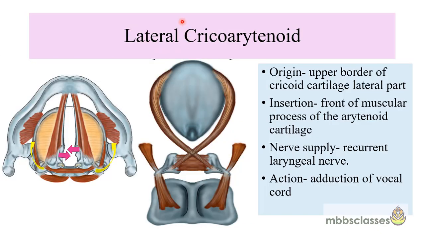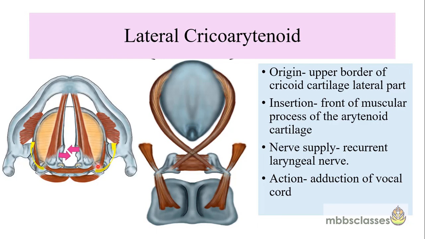Now coming to the lateral cricoarytenoid. So this is the lateral cricoarytenoid. As the name suggests, it arises from the upper border of the cricoid cartilage on the lateral part. This is the cricoid cartilage upper border, lateral part. It arises from there and is inserted over the muscular process of the arytenoid cartilage. So this is the muscular process of the arytenoid cartilage.